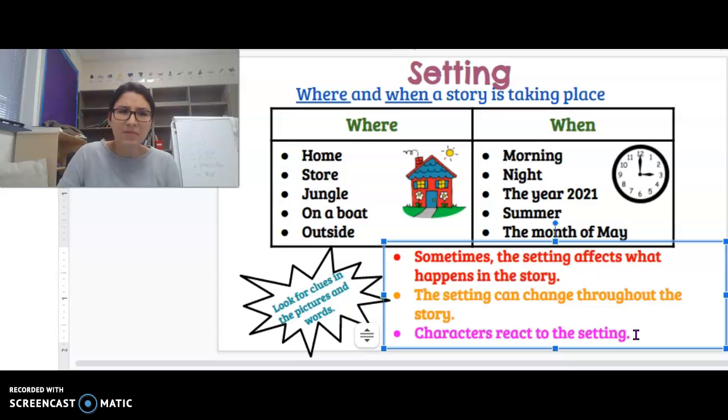And then we have characters react to the setting. So what does that mean? I'm going to give you a moment to think about that. What does that mean? Characters react to the setting. How do they do that? Okay, if you need more time, just pause the video.